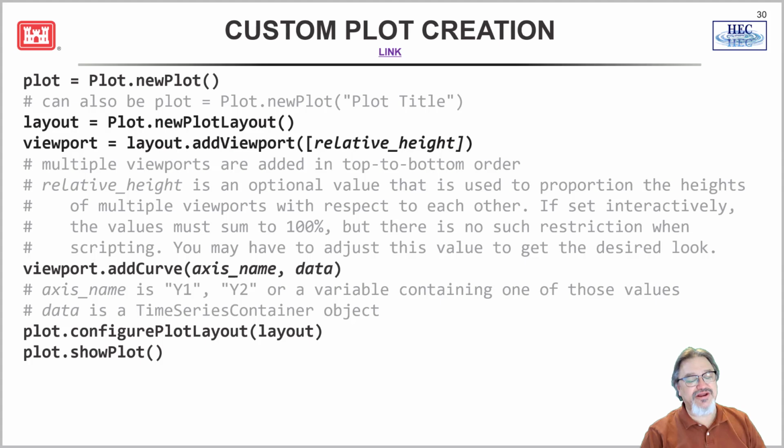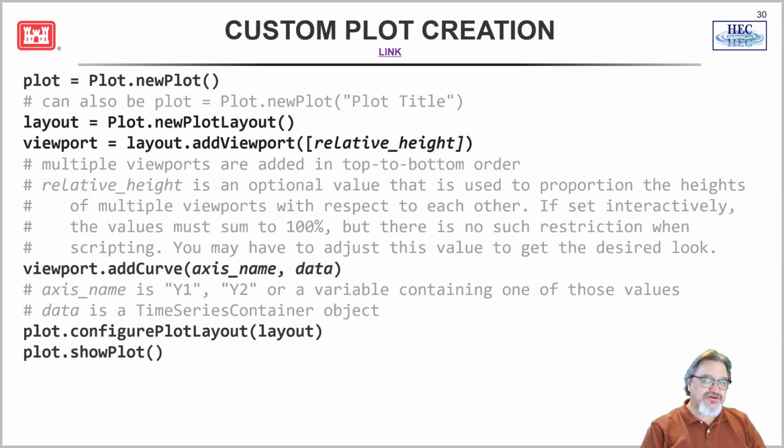However, the proportioning is approximate because there's other things that go into the plot other than just the viewports. So your mileage may vary. If you want one exactly twice the size of another one, 1 and 2 may not do that for you, or 8 and 16 or whatever values you would use. You might have to adjust those a little bit to get the look you really want.